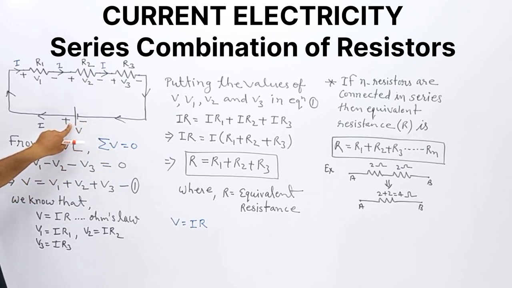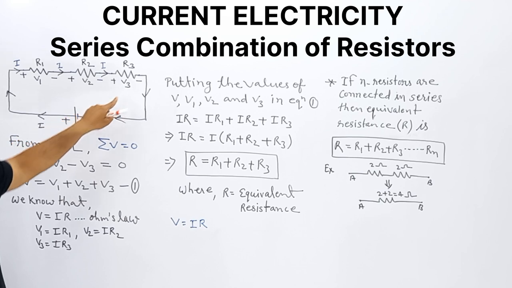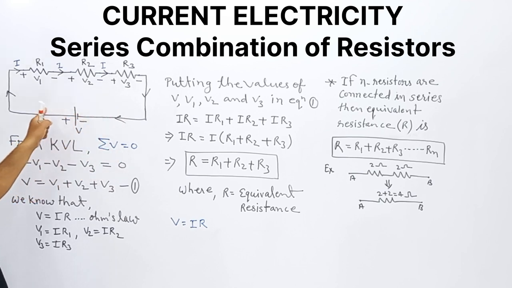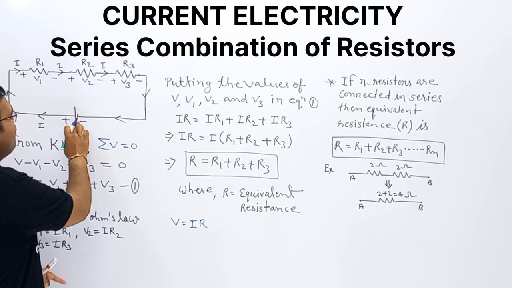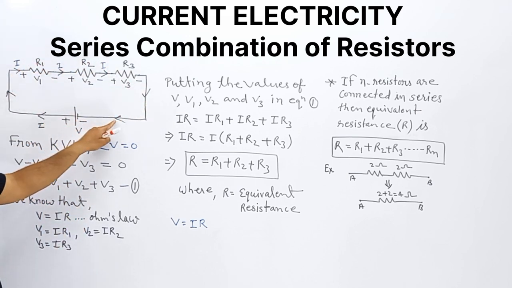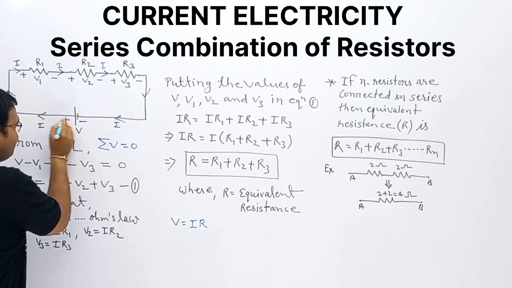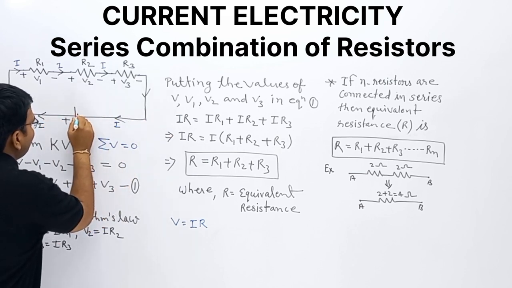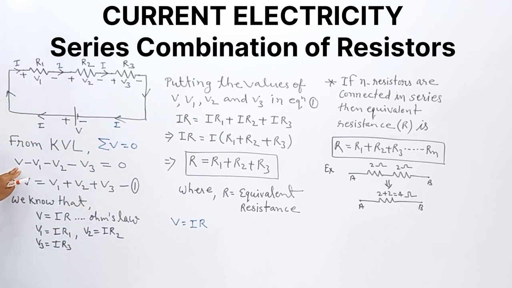So this source has voltage V, this element has voltage V1, this one has V2 and this one has V3. How will we find the sum of the voltages? This is the direction of current flow. Once current is entering the negative terminal, the sign of the voltage will be positive. This current I starts from the positive terminal but enters the negative terminal. So entering negative means we take a positive sign.